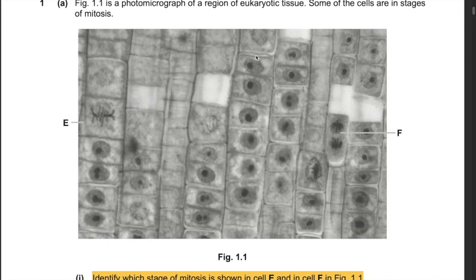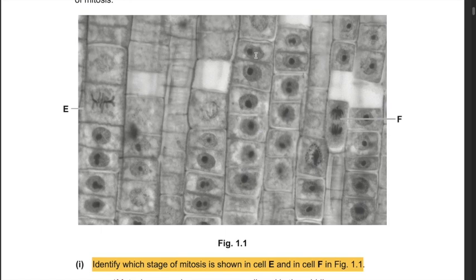Question 1. Part A. Figure 1.1 is a photomicrograph of a region of eukaryotic tissue. Some of the cells are in stages of mitosis. So as you can see over here, the photomicrograph of a eukaryotic tissue is given, and they have said that some of the cells are in the stages of mitosis. What are the stages of mitosis? The stages of mitosis are prophase, metaphase, anaphase, and telophase. Remember the word P-mat.